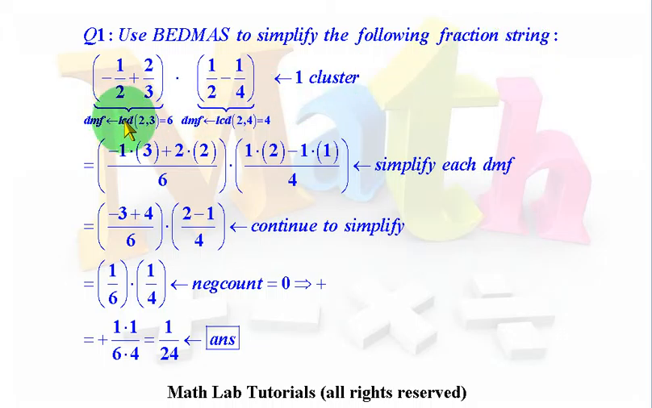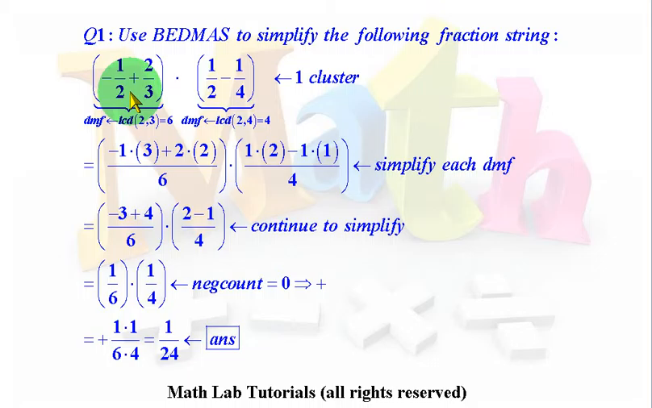If we take a bird's eye view of this problem, we'll look at this expression. The first thing I notice is that there's a dot. There's a set of brackets here, a set of brackets there. And over here we have a little fraction string, so we have to do a DMF. So again, we have one cluster, and we have to do a DMF here and a DMF here.